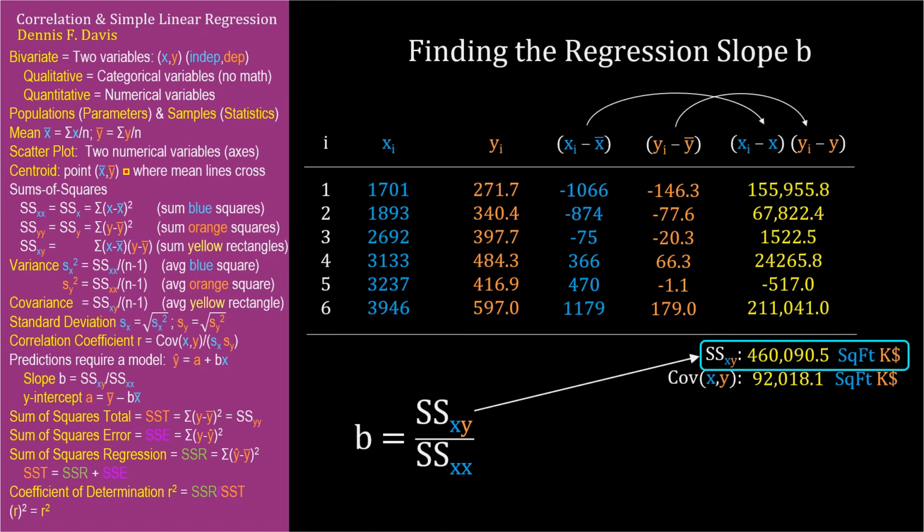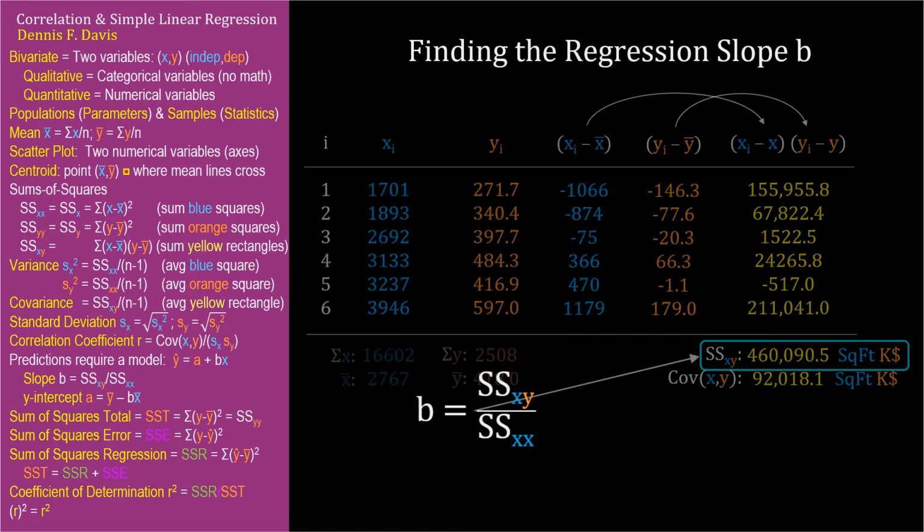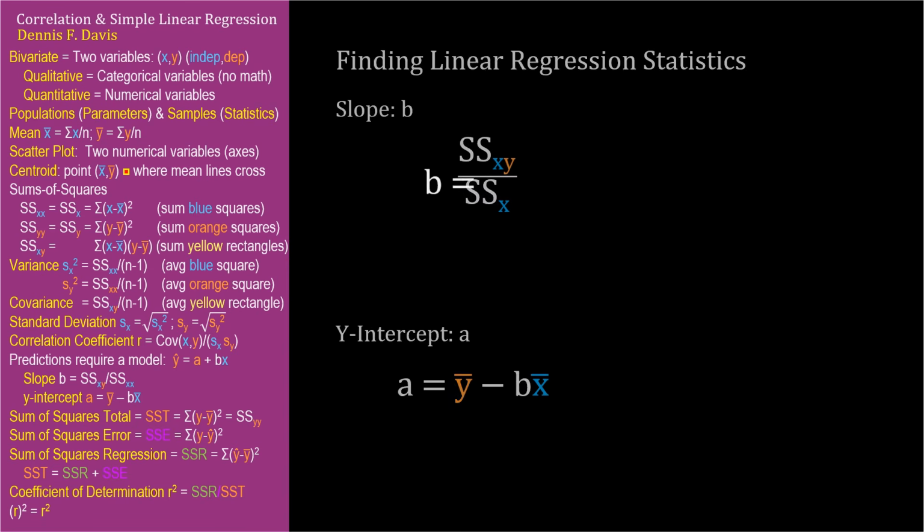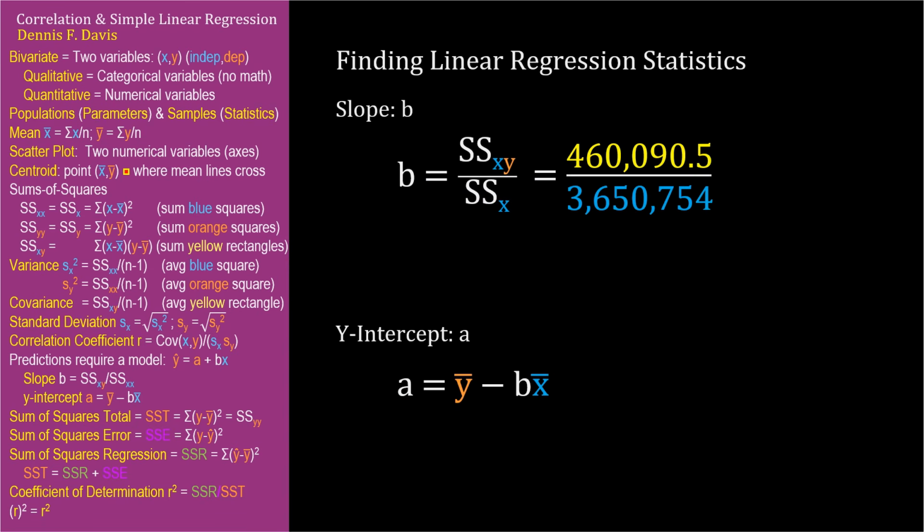It's the total signed area of all 6 yellow rectangles. I'll remember it so you don't have to. And when we found the variance and standard deviation of variable x, we made this chart and found sum of squares x right here, 3,650,754 square feet squared. And so, plugging in, we get a slope b of 0.1260 k$ per square foot to 4 decimal places.